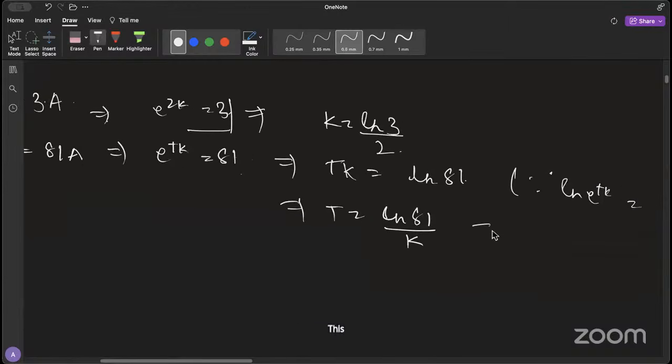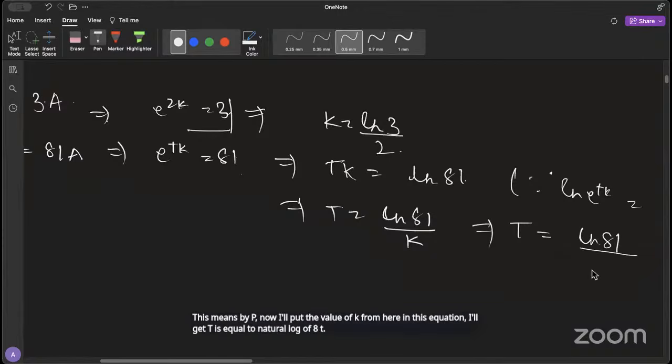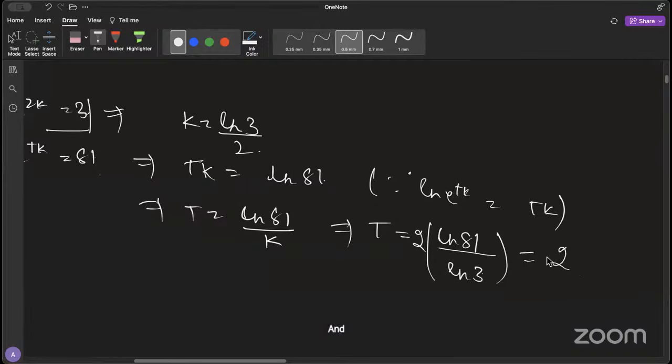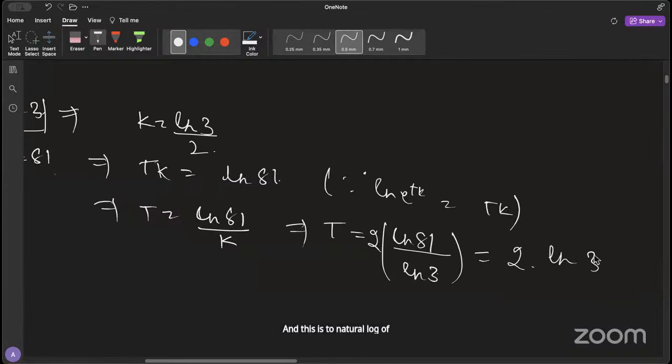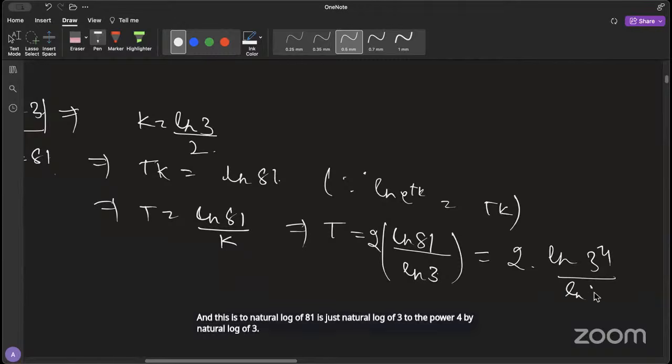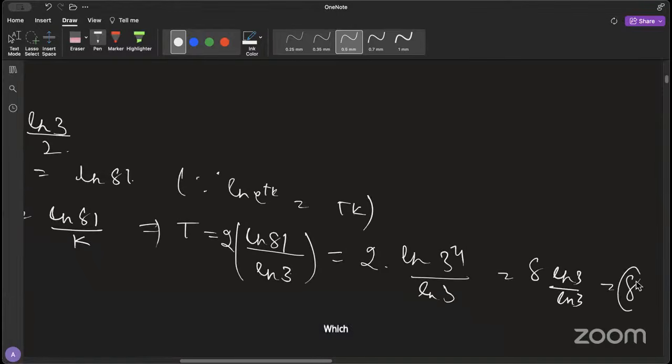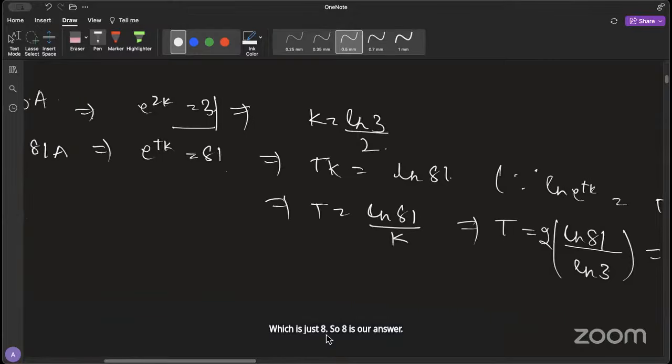This means my t, now I'll put the value of k from here in this equation. I'll get t is equal to natural log of 81 divided by natural log of 3 by 2. So this will be 2 times this. Natural log of 81 is just natural log of 3 to the power 4 by natural log of 3. This thing will come forward. So this will be 8 natural log of 3 by natural log of 3, which is just 8. So 8 is our answer.